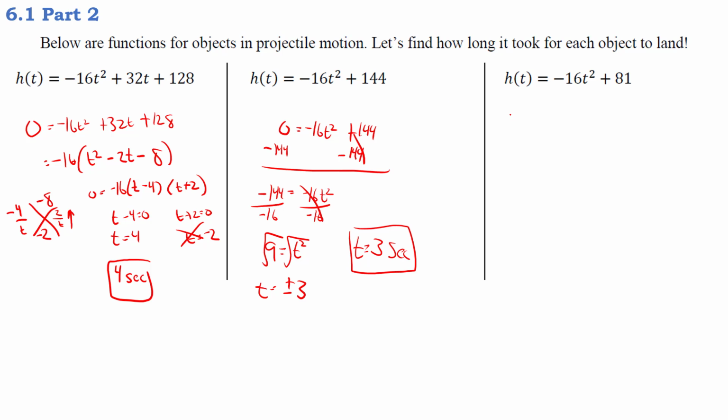All right, the last one we're going to work on like this. We got 0 equals negative 16t squared plus 81. Let's subtract 81 from both sides.